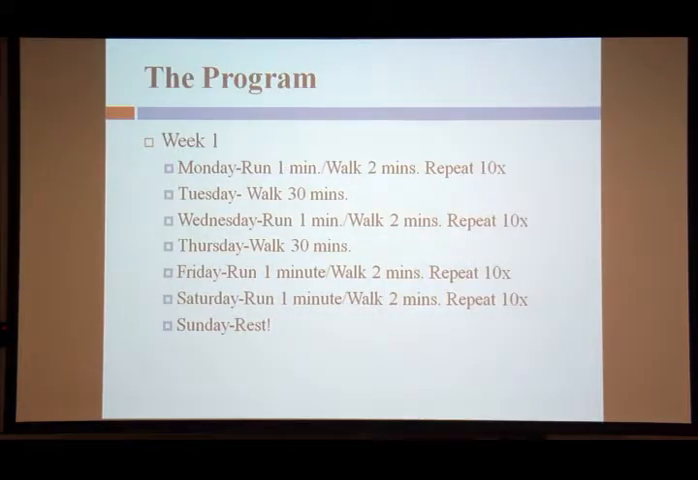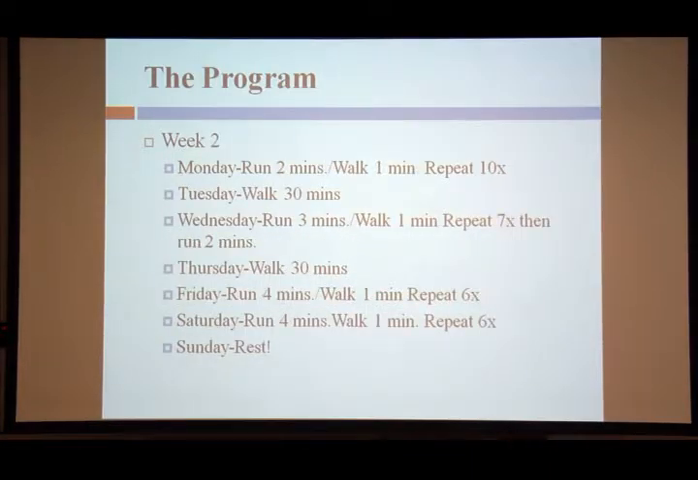On Tuesday, you'll walk 30 minutes. Also Thursday, you'll walk 30 minutes as well. But Monday, Wednesday, Friday, and Saturday are the days you're going to be running. So running 1 minute, walking 2 minutes, repeating 10 times. In between those days, on Tuesdays and Thursdays, you're just going to walk for 30 minutes. So you're always going to be doing something. And then Sunday, it's just a rest day. You don't have to do any type of running at all.